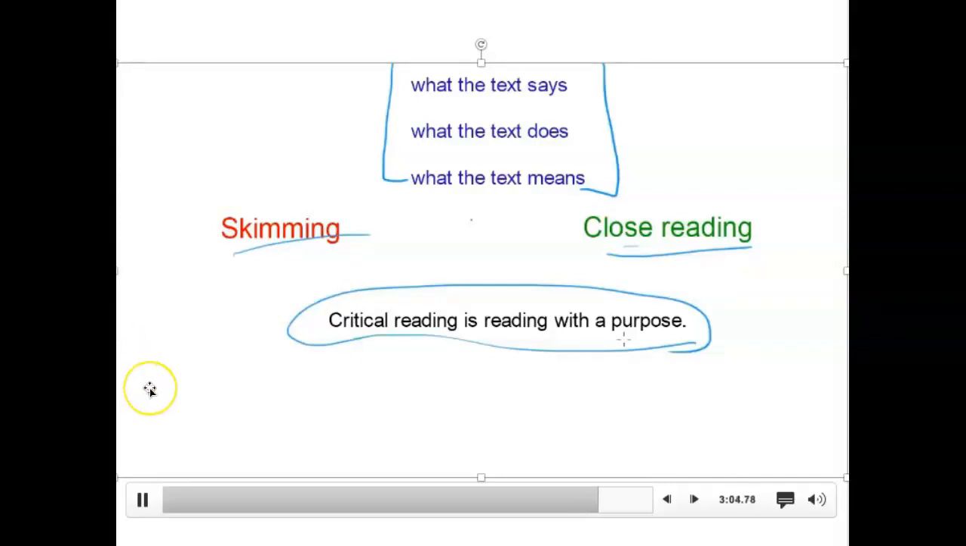And luckily for us, the purpose is given to us. In real life, it's a really open book, so to speak. But for the SAT, it's very, very narrowly defined. Your purpose is to answer particular questions they've given you, and that actually helps us out immensely.